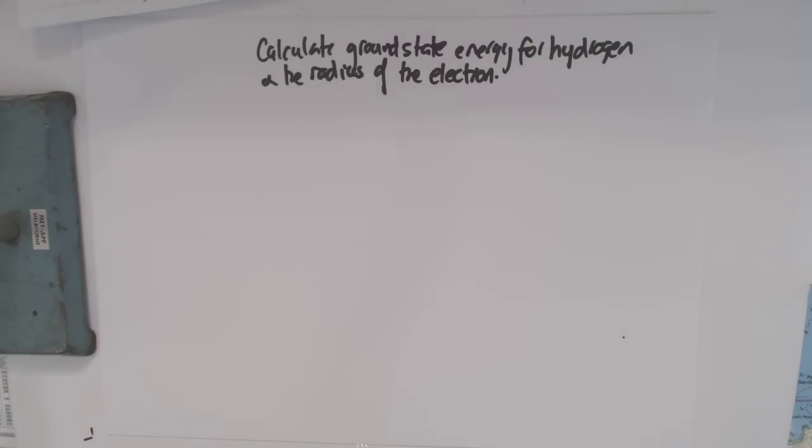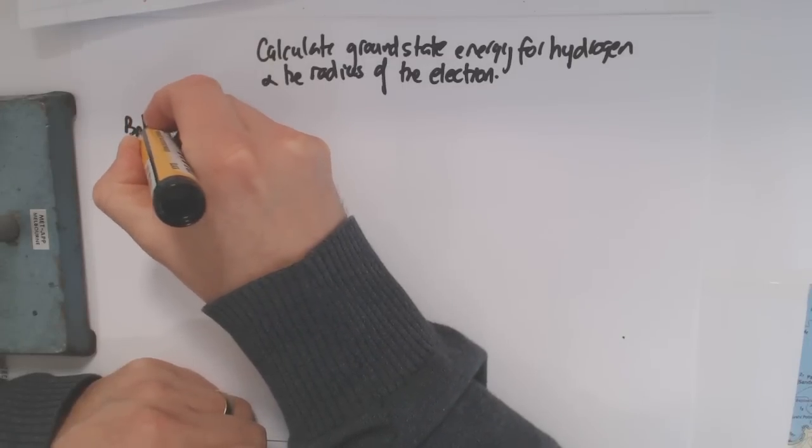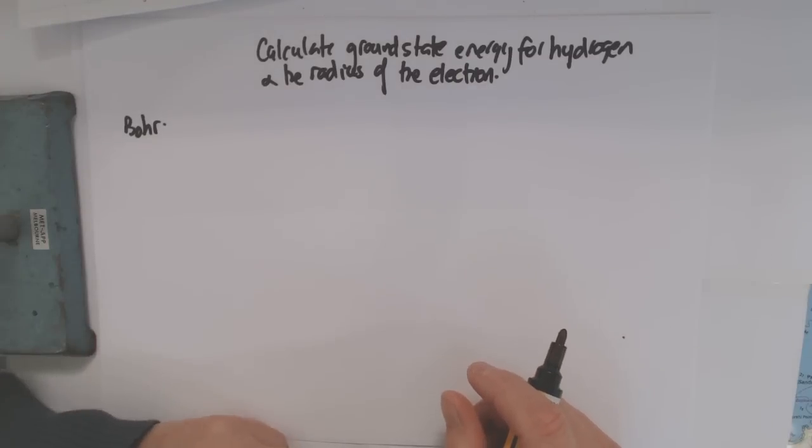What I want to do here is a really cool thing. This whole stuff is cool though, but this is where we're going to calculate the ground state energy for hydrogen and the radius of the electron. This is just from high school physics, and it's amazing stuff. This is what Bohr did, and his whole idea was, and from this you can calculate all those energy lines in the hydrogen spectrum.